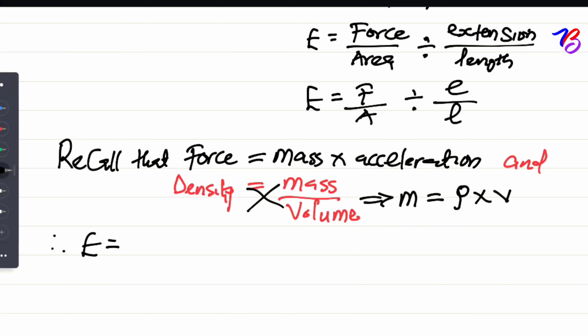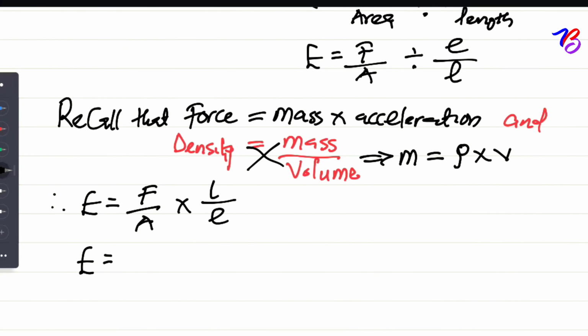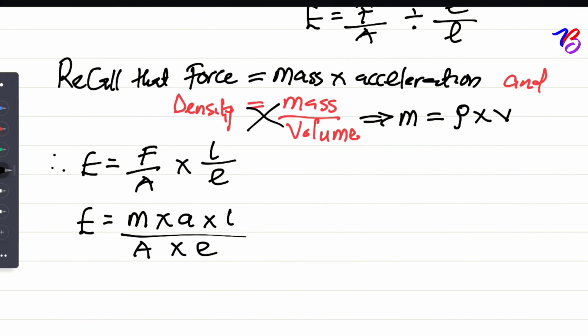Therefore, Young modulus E is equal to, for our force, we have mass times acceleration. So let's rewrite this as F over A times L over E. We have inverted this place by converting division sign to multiplication sign. So E is equal to mass multiplied by acceleration multiplied by length, all divided by area multiplied by extension. I hope you are following. Please take note that we have inverted the other part. We've changed division sign to multiplication sign, and hence L becomes the numerator and E becomes the denominator.